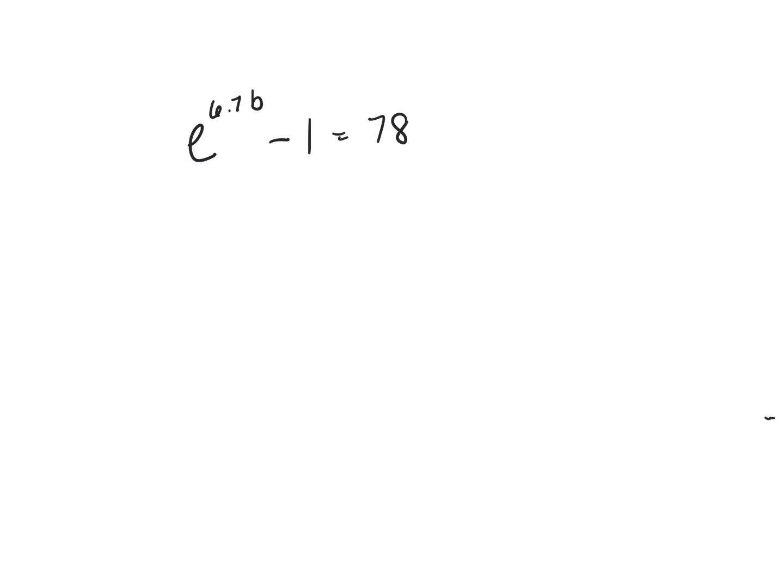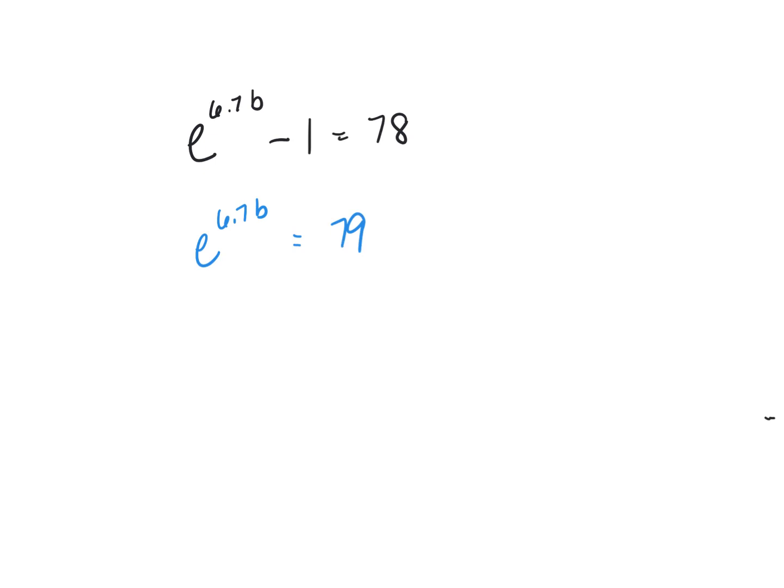So we got to leave the b alone because e is a number. So first thing we're going to do is get rid of everything away from where the e is, which is the 1 has to go first. Everybody understand that the thing furthest away goes first. So you've got e to the 6.7b equals 79. Everybody with me?